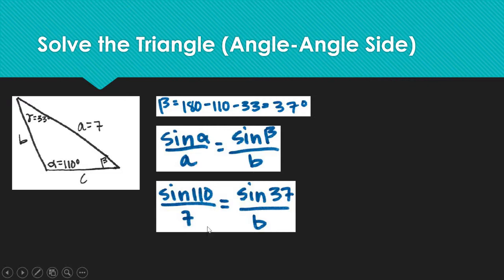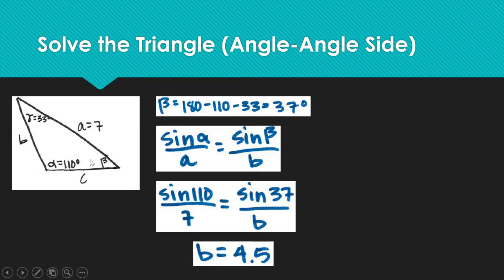Whenever you have a fraction equals a fraction, we do cross multiplication. So 7 times sine of 37 equals sine of 110 times B. To get B by itself, I would divide. So I do 7 times sine of 37 divided by sine of 110. Make sure your calculator's in degrees, and you get about 4.5 for B.